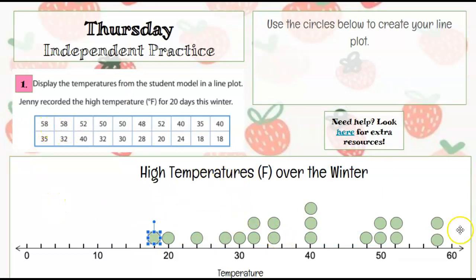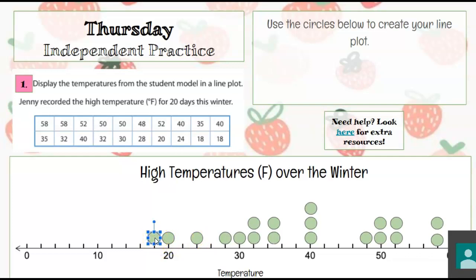I've got 1, 2 58s, that's correct. I've got 1, 2 52s, correct. 1, 2 50s, correct. 1 48, correct. I've got 1, 2, 3 40s, good. 1, 2 35s, good. 1, 2 32s, good. 30, 28, 20, 24, and 18.